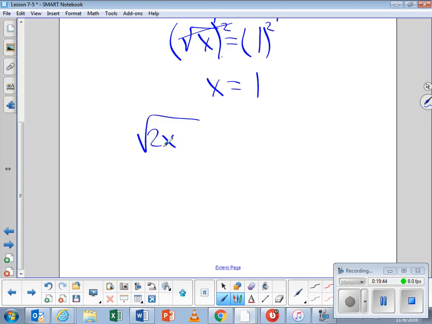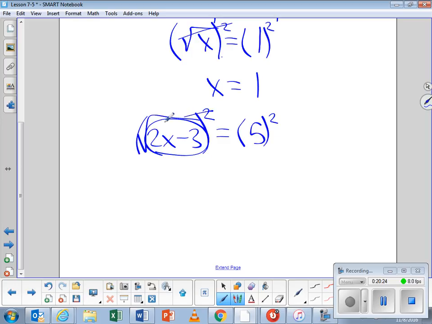Square root of 2x minus 3 equals 5. Do I have to isolate my square root? It's already isolated, isn't it? Because all of this is where? Inside the radical sign. So it's already isolated. Once it's all by itself, you go right to squaring both sides.